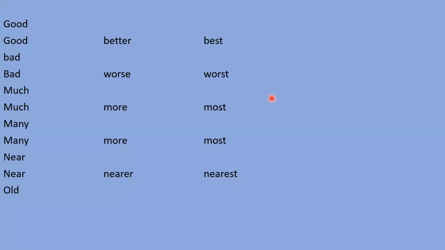Right? Next is old. Old word is there. Who will let me know the comparative and superlative degrees of old word? Kesar, can you tell? Yes, sir. Older, oldest, and along with this, elder and eldest. So two comparative degrees and two superlative degrees are there of old word, that is older, elder, oldest, eldest.